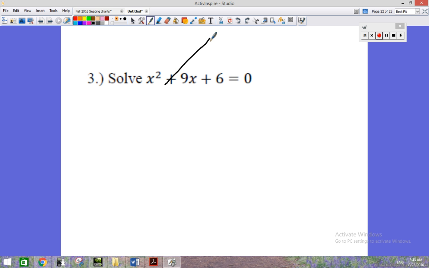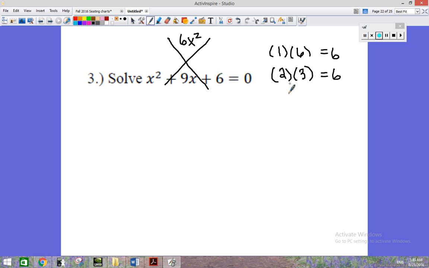we would see that we can't do it. If we do the x method, on the top of the x we've got 6x squared. But when we look at numbers that multiply together to give us 6, it's small enough that we can write them down over here. We've got 1 times 6 gives us 6, and 2 times 3 gives us 6. But when you add these together, 1 plus 6 is 7, and we're looking for 9. 2 plus 3 is 5, but we're looking for 9. There's no other factors to consider, so we can't factor this.